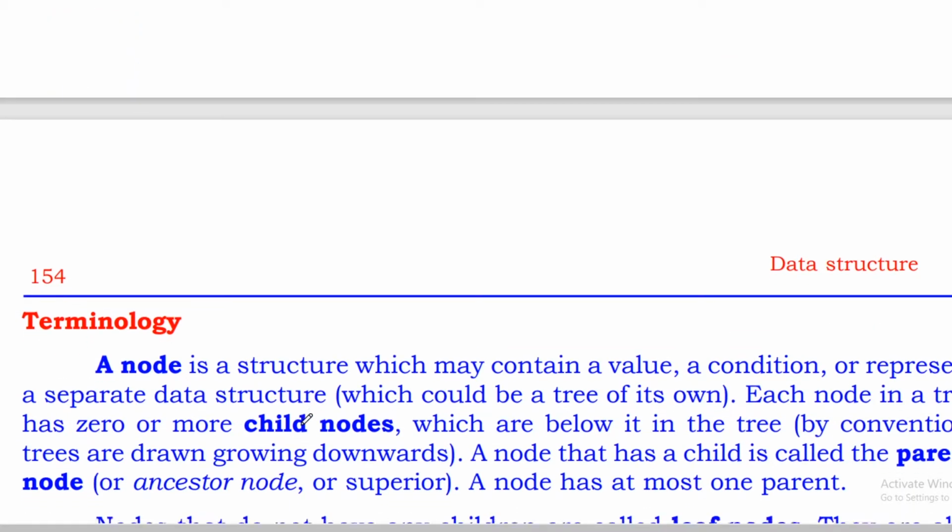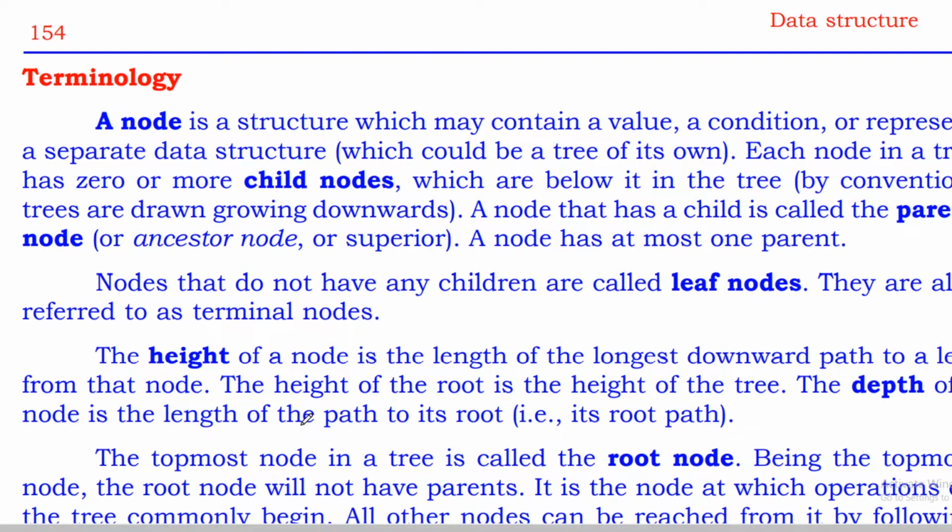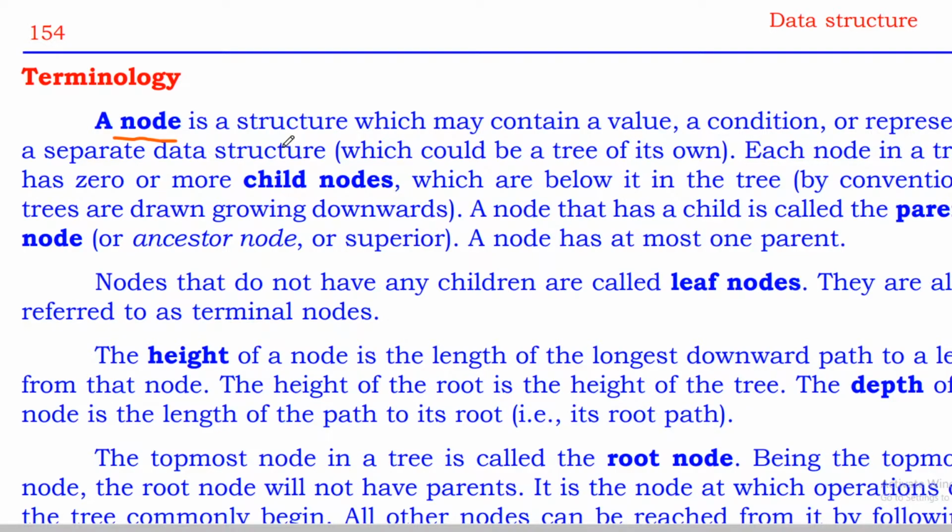Let us learn some terminologies. What are the different words associated with a tree? A node, we already know from linked lists. A node is a structure which may contain a value, a condition, or represent some separate data structure as well, which could be a tree of its own. That could be a subtree, we'll discuss. Each node in a tree has zero or more child nodes below it. By convention, we draw trees growing downwards.